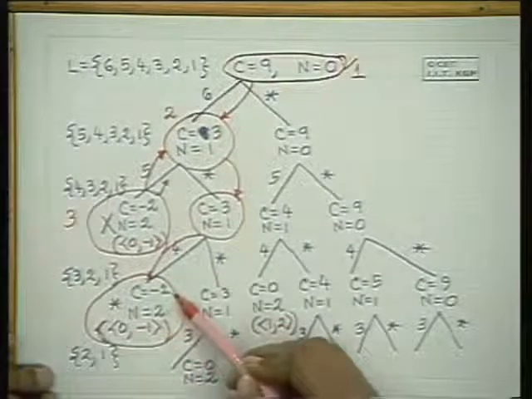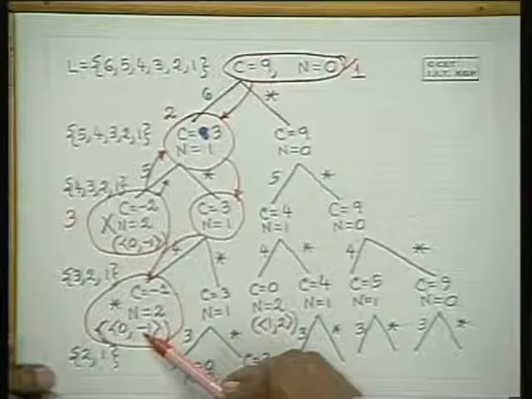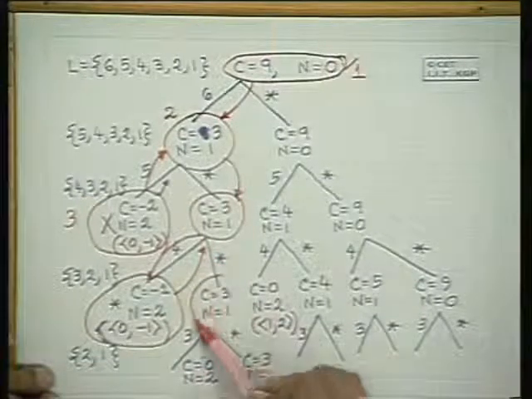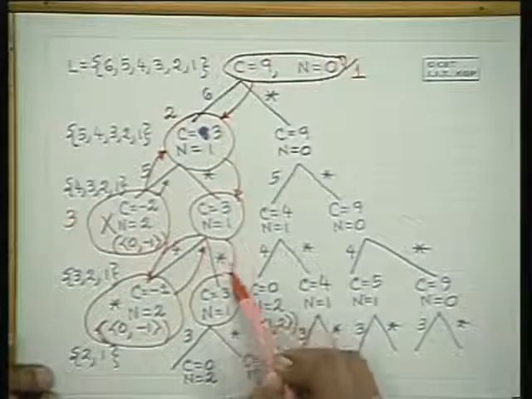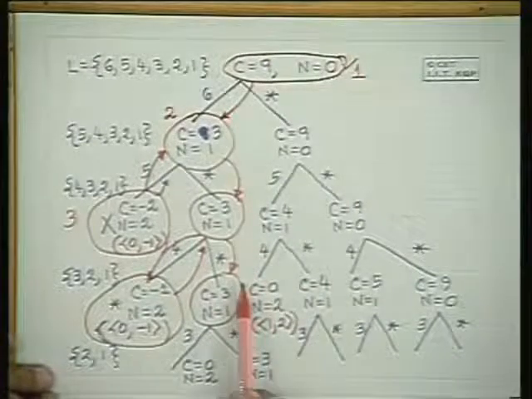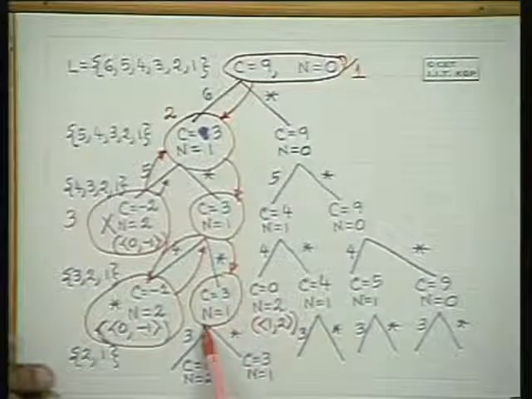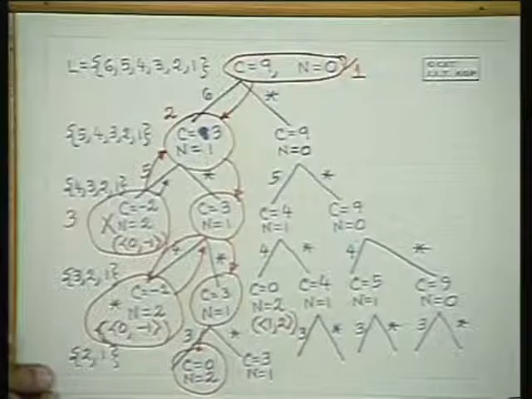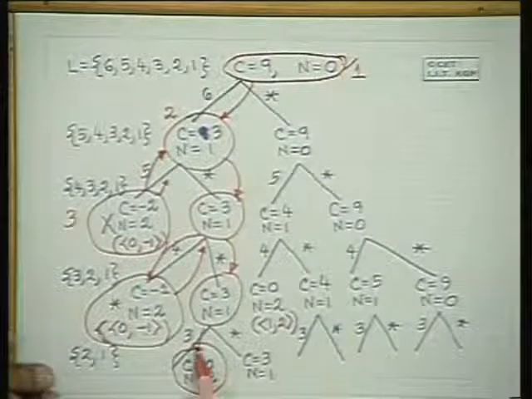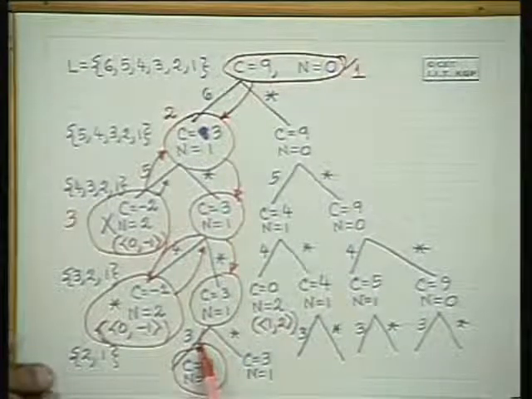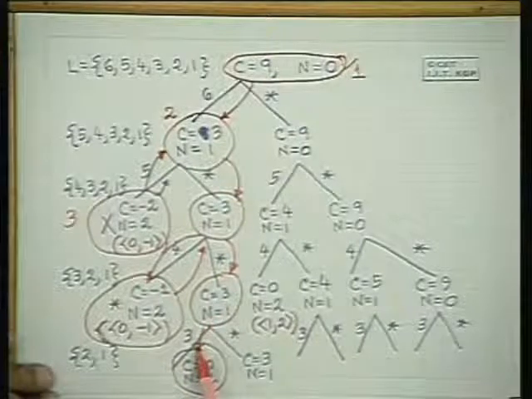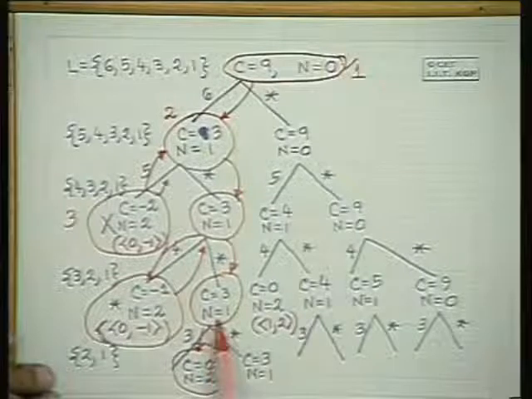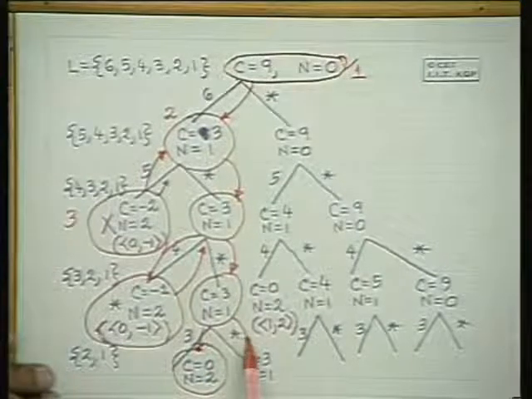Here again it will backtrack because it has failed, so it will come back here. Here, then it will come here. After it comes here, it will come here. Now at this point it has found a solution, so it will return 0 and 2.